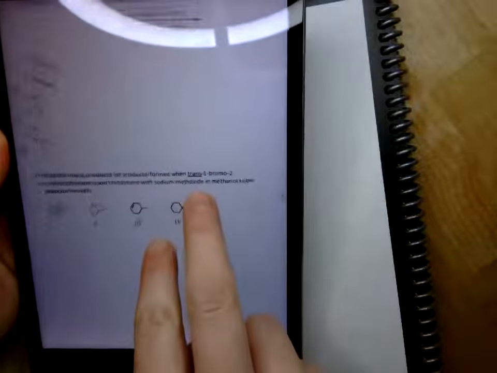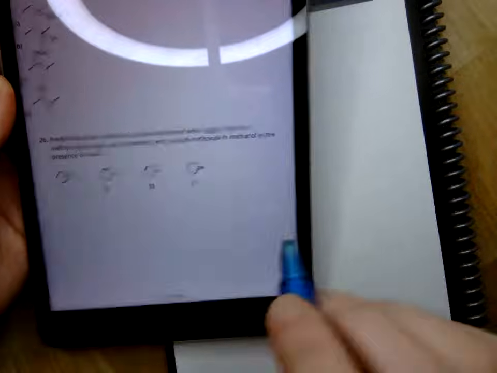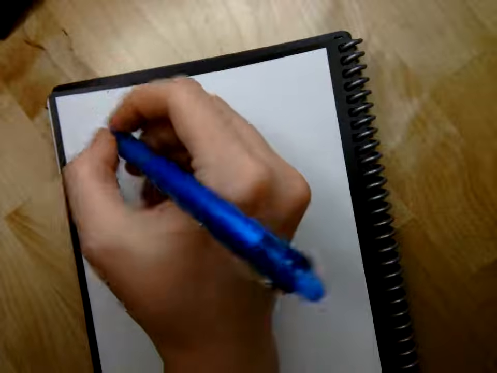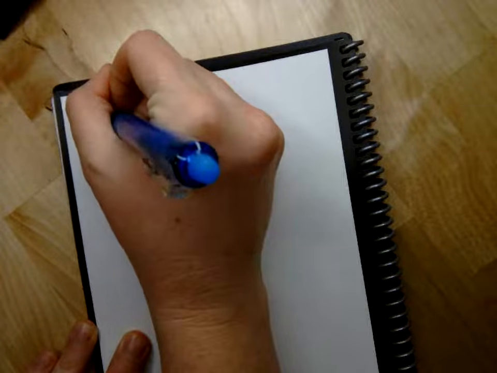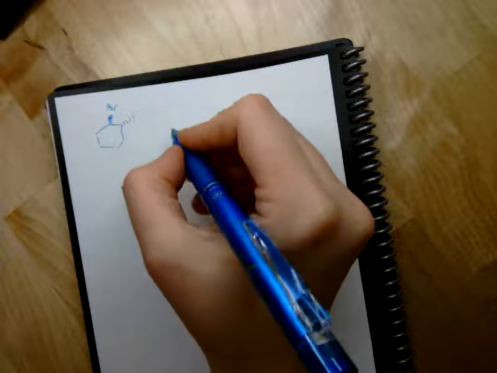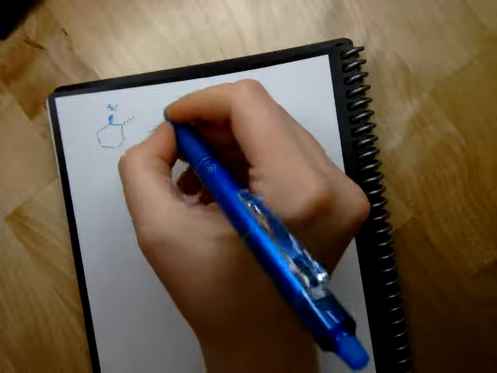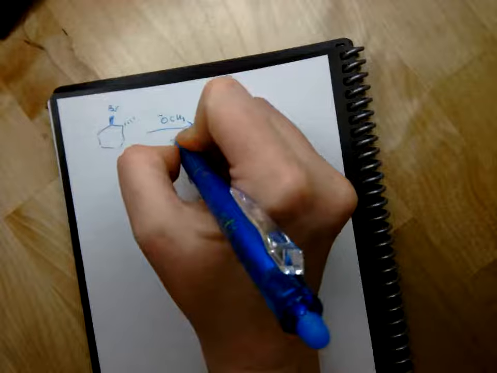So the next question is, predict the major product that forms in trans 1-bromo-2-methylcyclohexane upon treatment with sodium methoxide in methanol in the presence of heat. So I'm going to draw this out so that it's easier to see. Trans 1-bromo-2-methylcyclohexane upon treatment with sodium methoxide, so that's OCH3 minus, and methanol in the presence of heat.